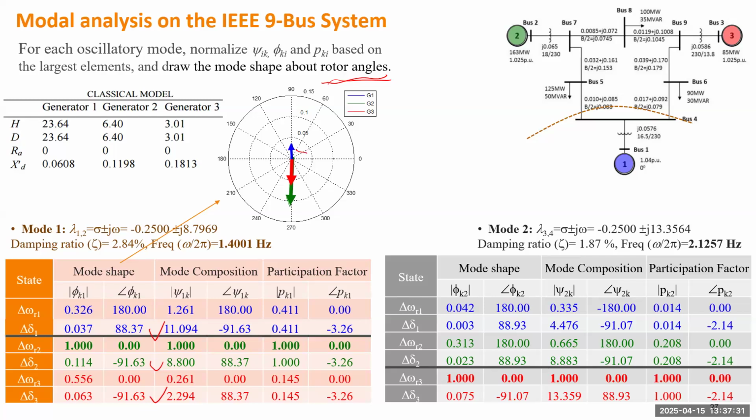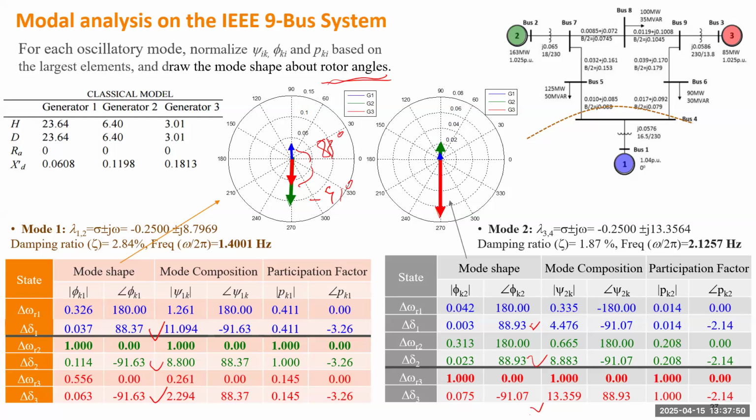So this angle is 88 degrees, and this angle is negative 91 degrees. Similarly, for the second mode, we check the angles 88 and negative 91. So it will be this mode shape. For this case, generator 3 oscillates against the other two, so it will be this boundary. Okay, so there will be a homework. You need to draw the mode shapes, composition, and participation factor for the 3 machine system.